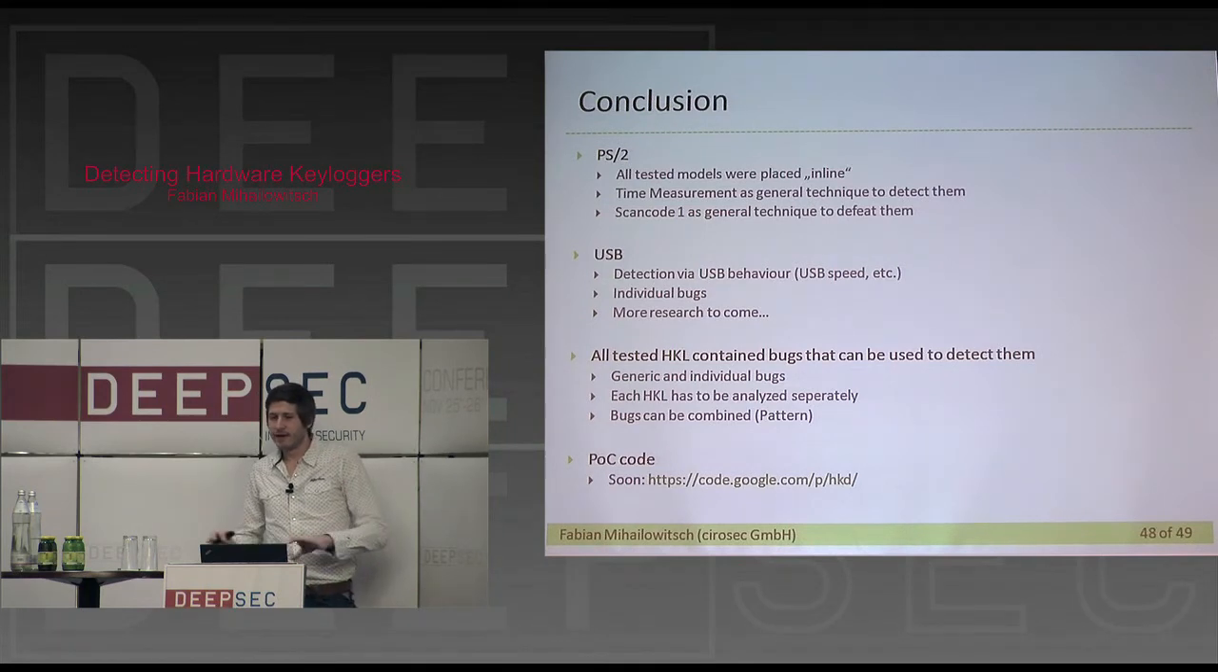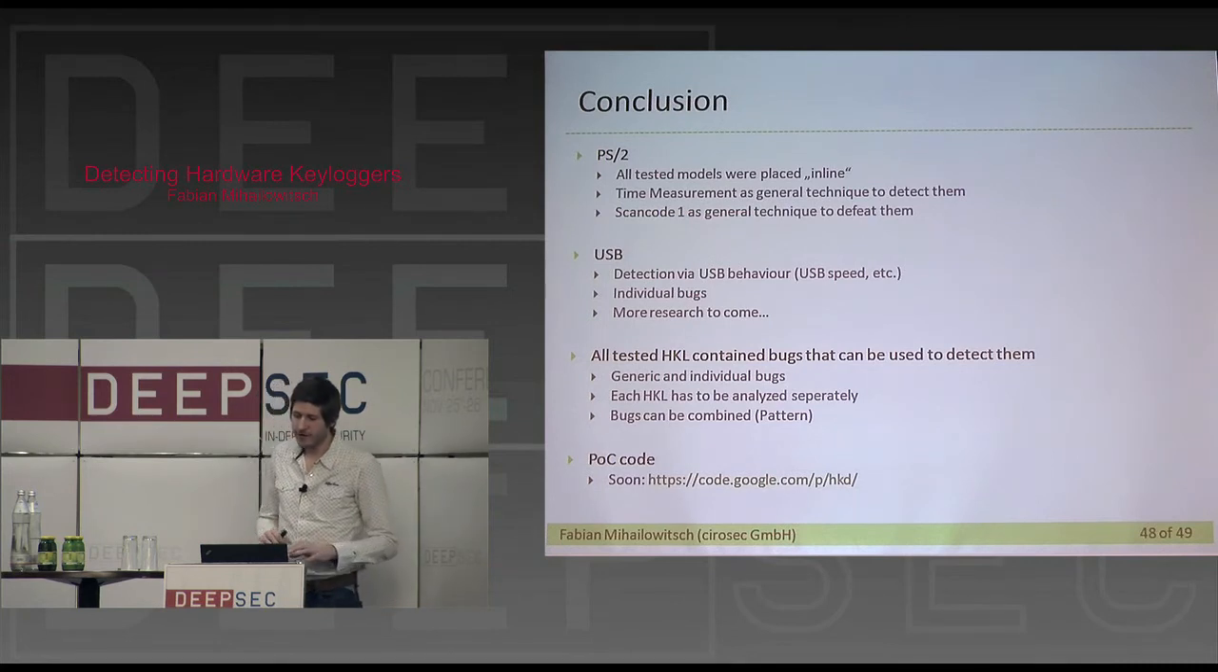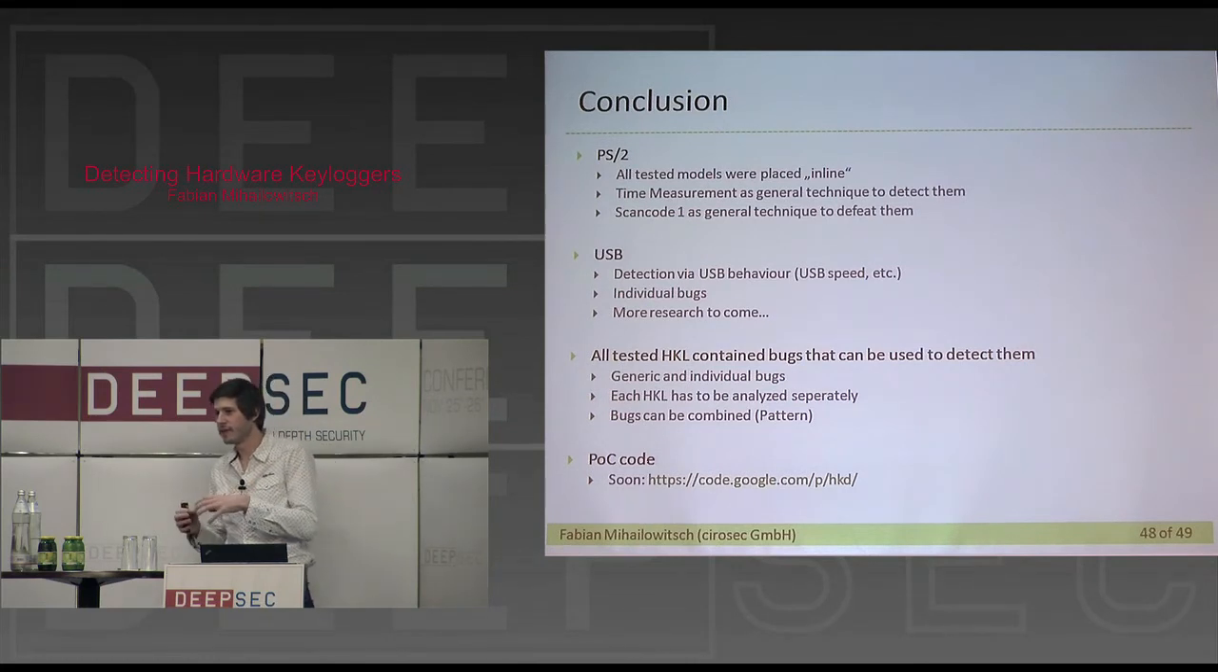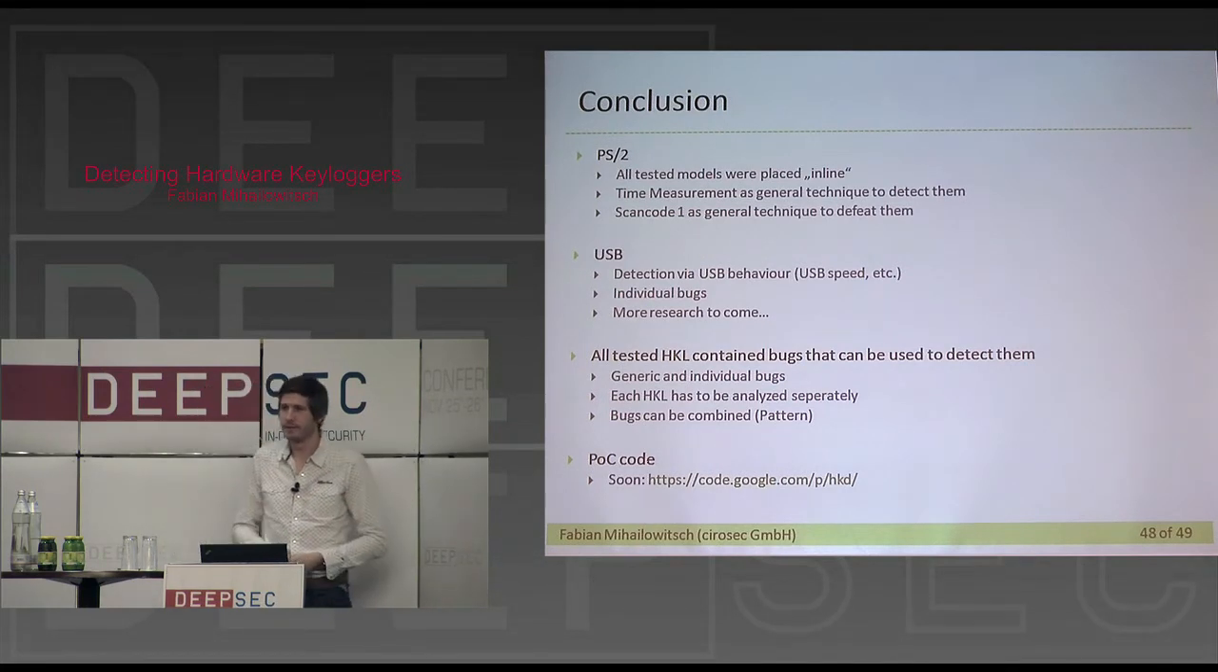What you can say as a complete conclusion: all keyloggers I got into my hands could be detected. There were generic bugs, there were individual bugs. Once you combine them, like, for example, I showed you for the KeyGhost USB keylogger, you have like 3 techniques to detect it, and if you combine them, you can create a pattern to ensure it really is present and it's not a false positive, and maybe you can even say which model is present.